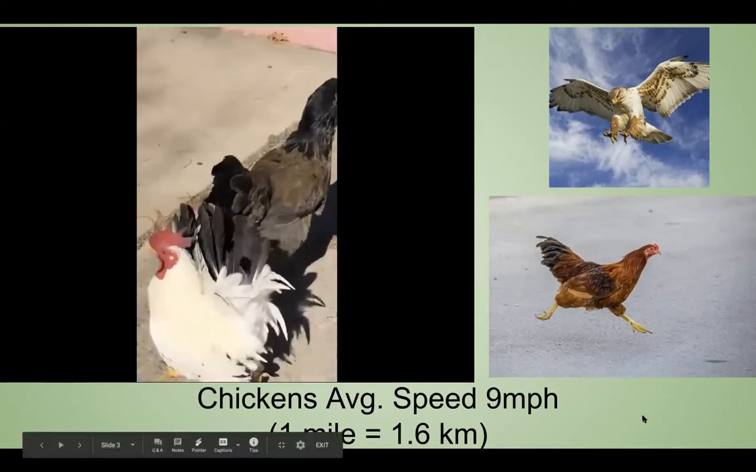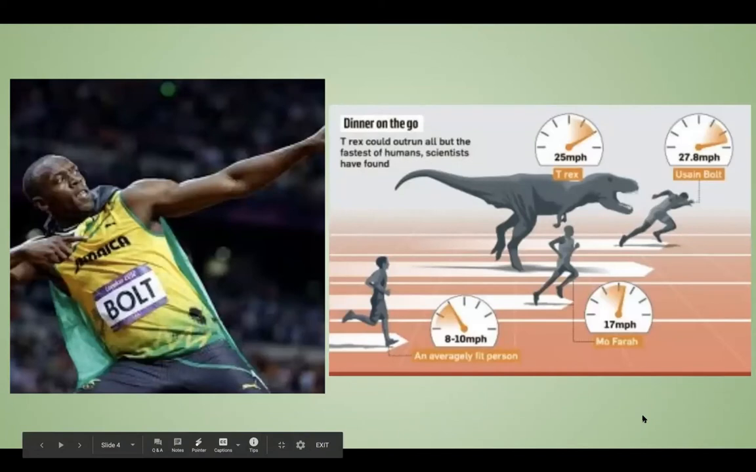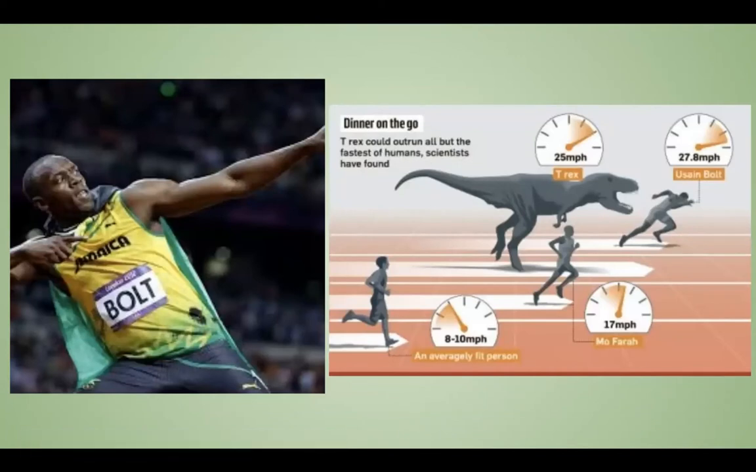And then in our next one, it's just a little infographic so you can compare some more average speeds. On the left, we have a picture of Usain Bolt, and he actually holds the Olympic records. He did a sprint at 27.8 miles per hour. So that's quite fast. The average fit person has a speed of about 8 to 10 miles per hour. And then you can see a T-Rex runs at about 25 miles per hour. So technically, if he were sprinting, Usain Bolt could probably outrun a T-Rex.